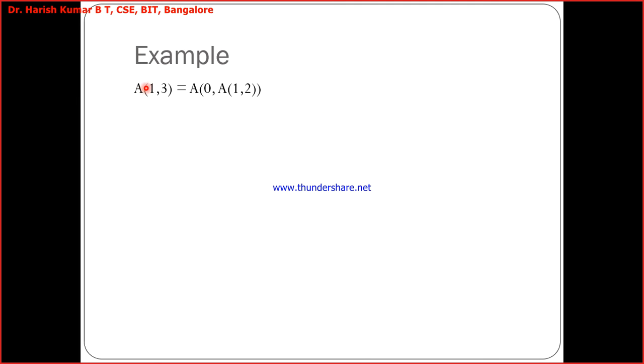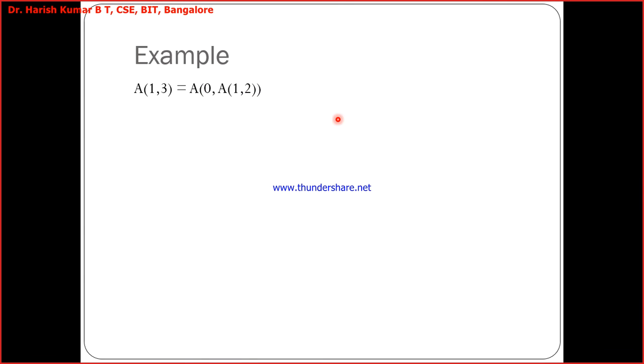See here, a of 1 comma 3 is now written as a of 0, because m minus 1, one less than the first argument, gives 0. The second argument 3 is again represented as a of m comma n minus 1. So the m value is 1, and the second argument is n minus 1, so n is 3, 3 minus 1 is 2.